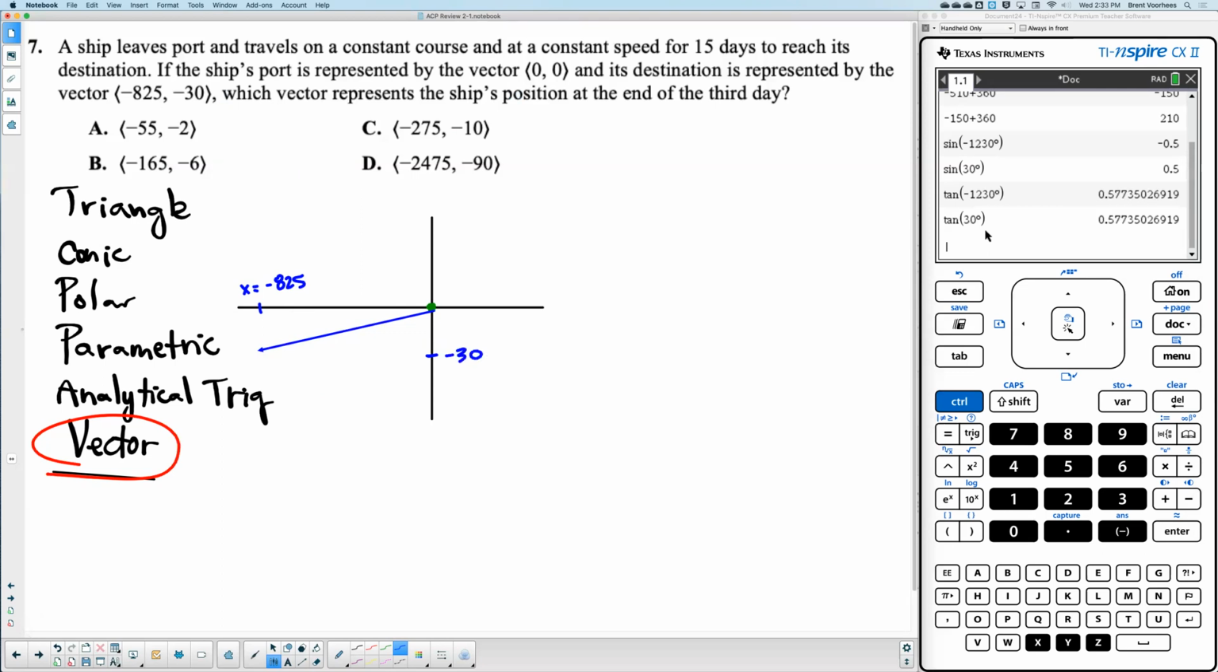Now, what do they want to know? Position on the third day. So it's kind of like this. The ship starts here, and over a period of 15 days, it moves to that point. We need to figure out where it is on day 3. So how do you think we could figure that out? If this is day 0 and this is day 15, how do you think we could figure out where it is on day 3? Divide by 5. Why divide by 5?